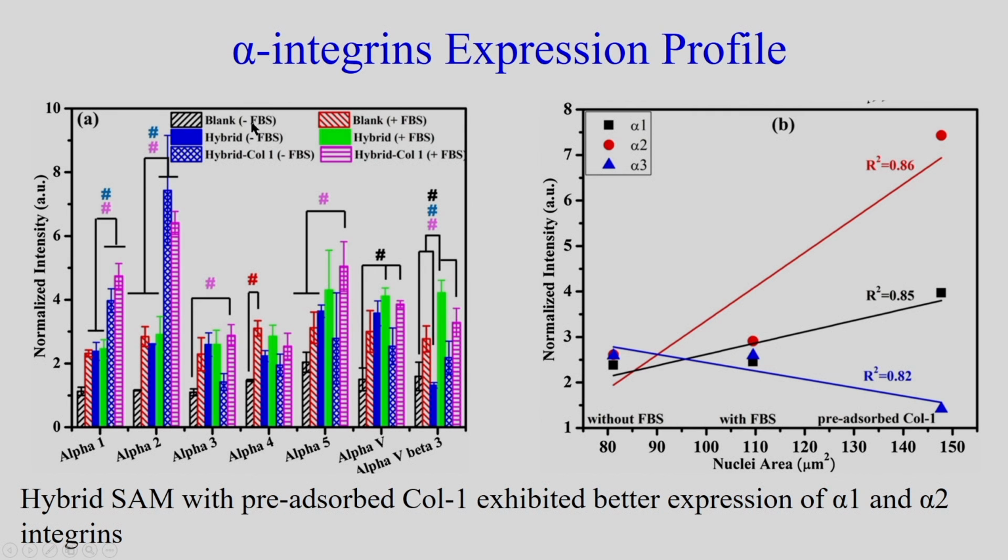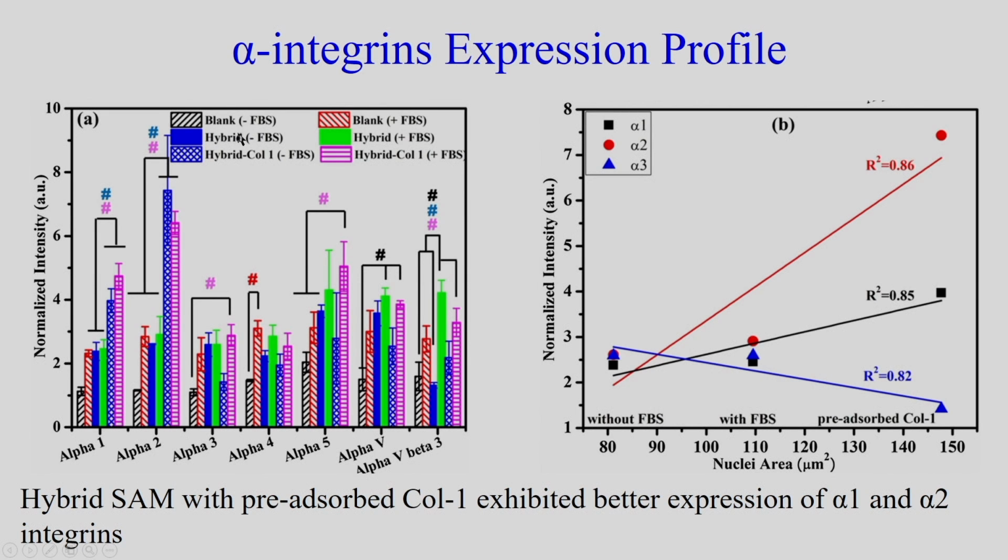So, these are the cases. This blank media was without FBS, media with FBS, then hybrid surface, media without FBS, media with FBS, then hybrid surface pre-adsorbed with collagen, media without FBS, media with FBS, right. What we are observing here is that for the hybrid surface pre-adsorbed with collagen, as compared with the hybrid surface when cells were incubated with FBS in the media, the expression of alpha 1 and alpha 2 is much more improved. So, it says that this pre-adsorbed protein gives much more improved cell surface interaction through the presence of integrin molecules, which will improve the cell signaling or the cell surface interactions.